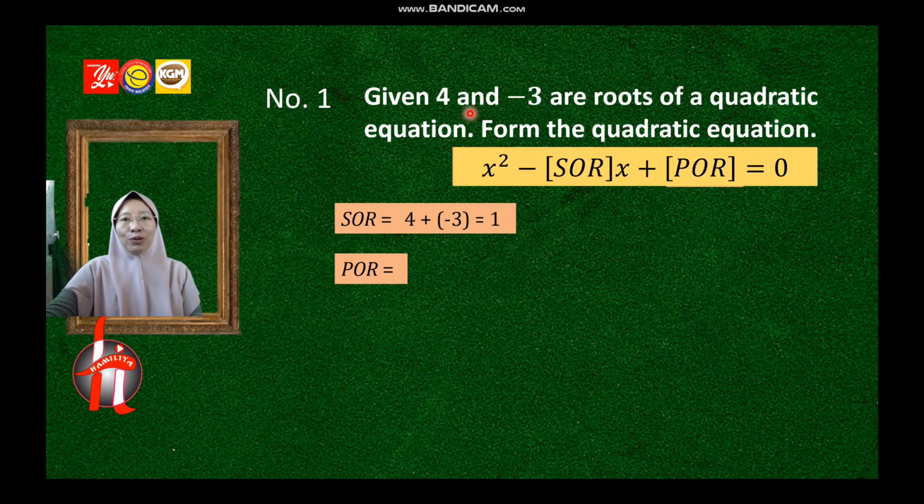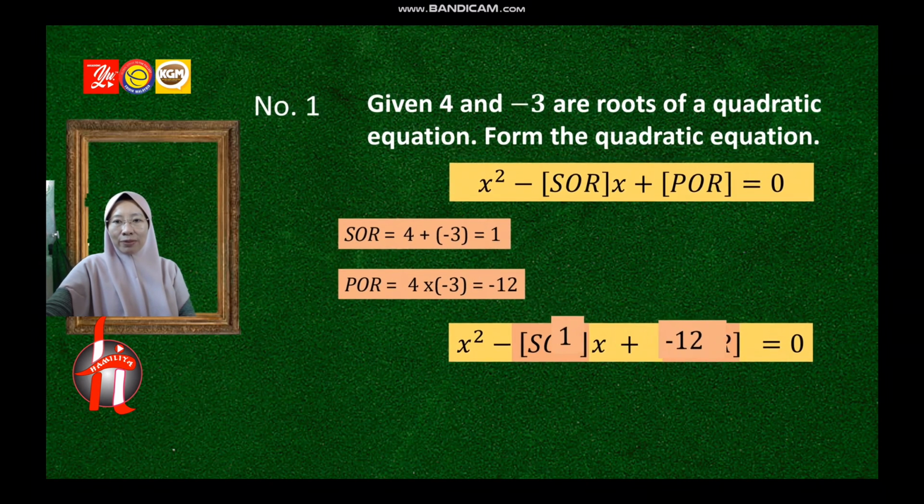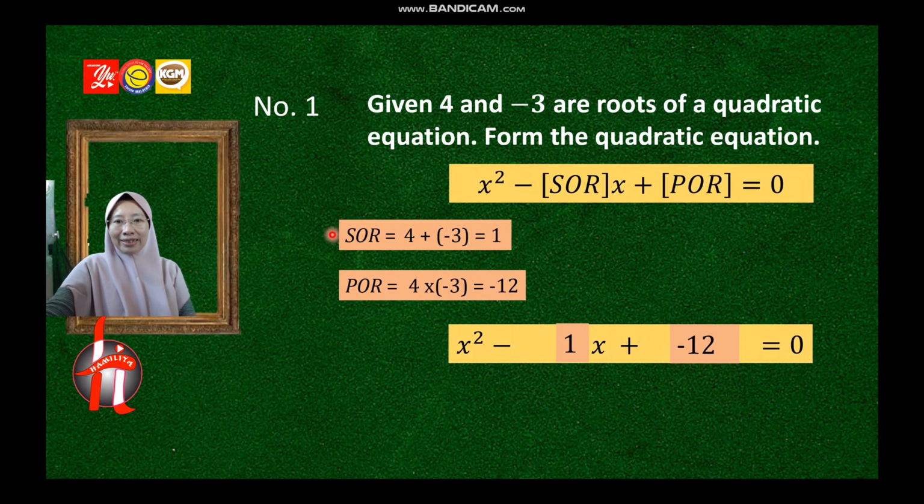So the sum of root is 4 plus negative 3 equals to 1. And the product of root is 4 times negative 3 equals to negative 12. After we get the sum of root and the product of root, we can substitute them in the respective spaces. So we have x squared minus 1x plus negative 12.